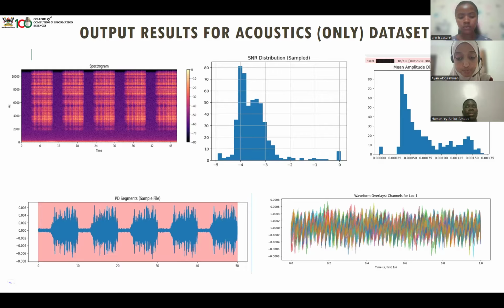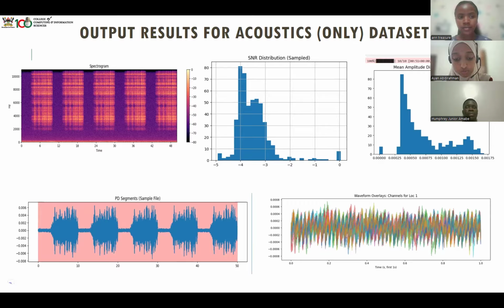The third representation is also a histogram, but it is a mean amplitude distribution. It shows us how loud on average each file is. The x-axis is the mean amplitude, and the y-axis is a count. The distribution is heavily skewed towards the right, with a sharp peak around 0.0008. This tells us that there is a huge variation in signal strength across the different recordings.